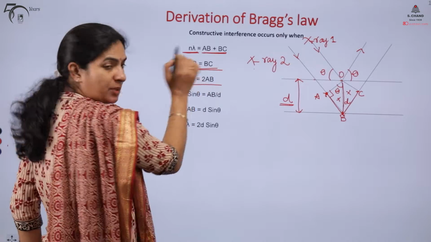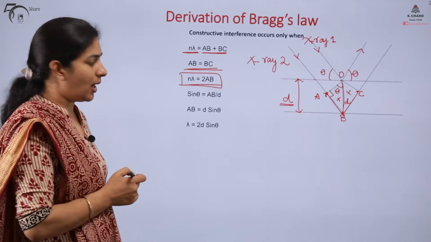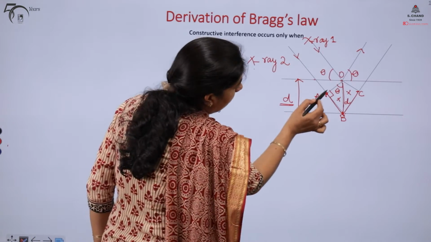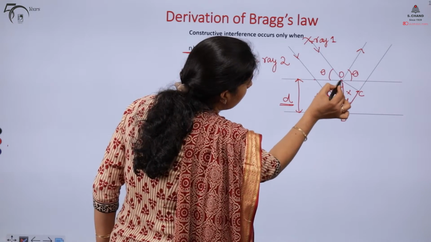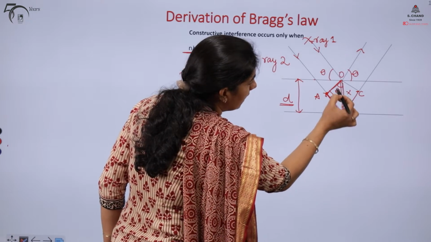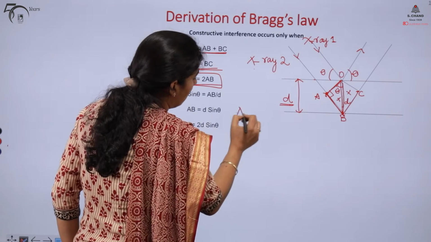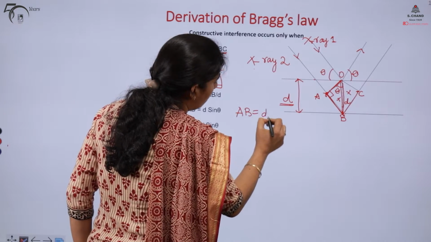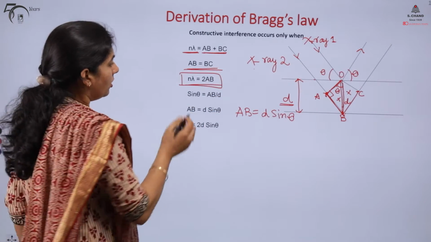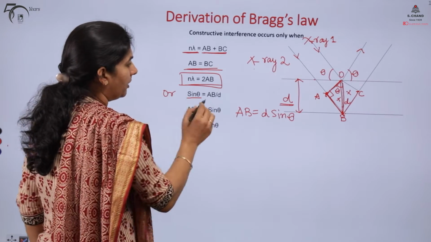Inserting AB equal to BC in this particular equation, what do we get? We get n lambda is equal to twice AB, right? So what is this distance AB? We can determine this distance AB from this particular triangle. If this distance is d and this is theta, what will be my distance AB? AB will be equal to d sine theta. So sine theta equals AB by d.